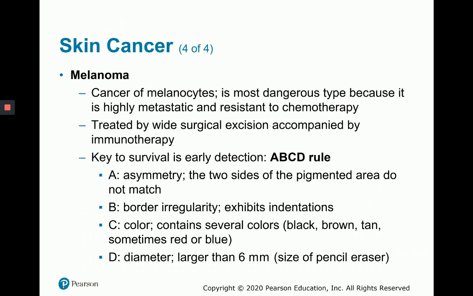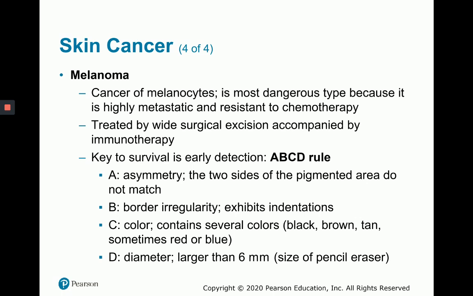And then melanoma is the most dangerous type of skin cancer. Melanoma is cancer of the melanocytes, so its name means basically melanocyte tumor. It's the most dangerous type of skin cancer because it's highly metastatic and it's resistant to chemotherapy. And so it would need to be treated not only with immunotherapy or radiation therapy or even different types of targeted chemotherapy, but with a really wide surgical excision to make sure all the cancerous cells have been taken out.